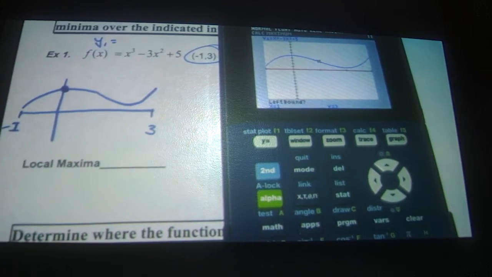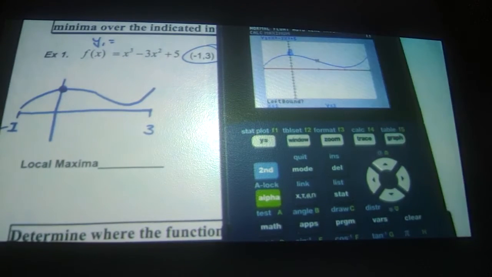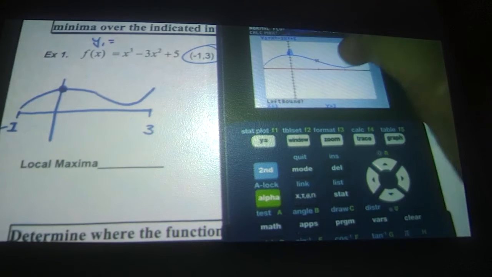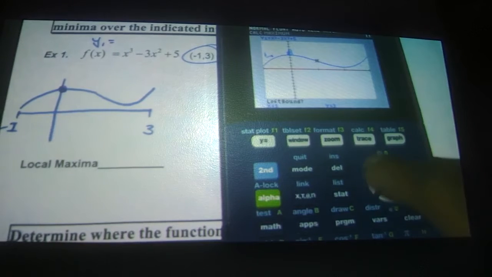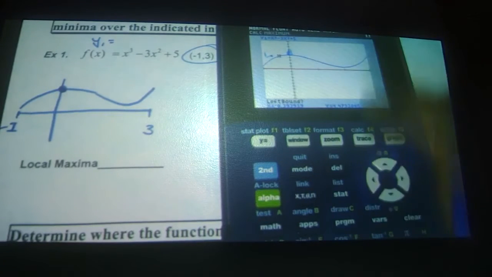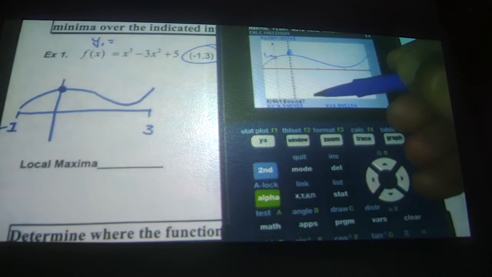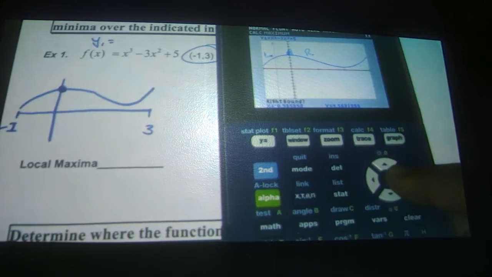Okay? Now, you guys agree we think this is the top of the mountain, right? So the first question they're going to say is, hey, what's the left bound? So basically they say, hey, get to the left of that point. So I'm going to move my cursor with the directional pad, and I'm going to press enter somewhere on the left, somewhere from left to right where it's increasing. Okay, so I'm going to press enter. Then it says right bound. So get to the right of that point, somewhere over here. I'm going to press enter.